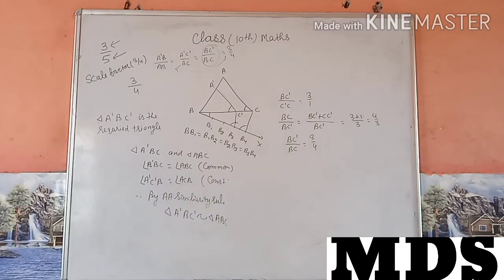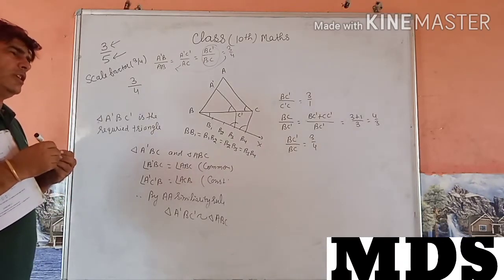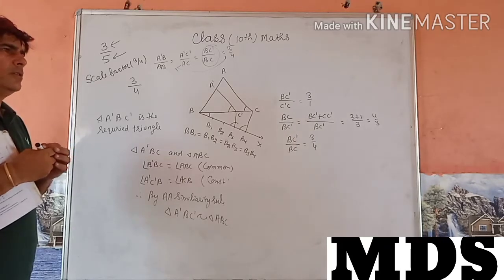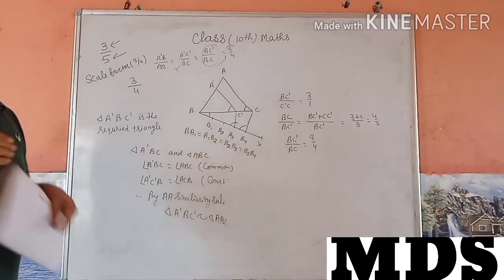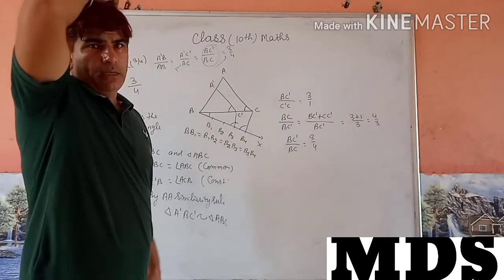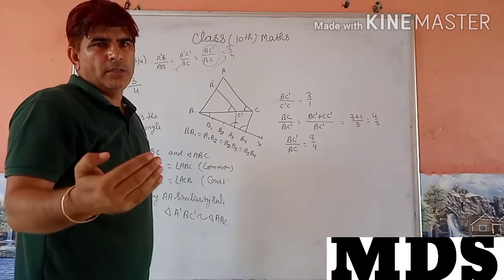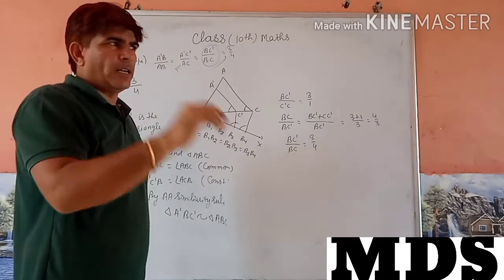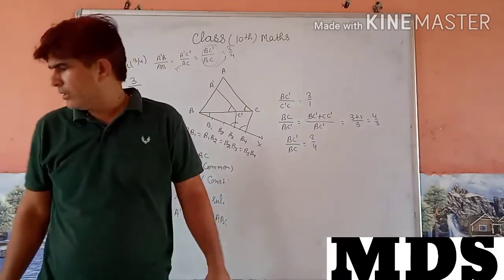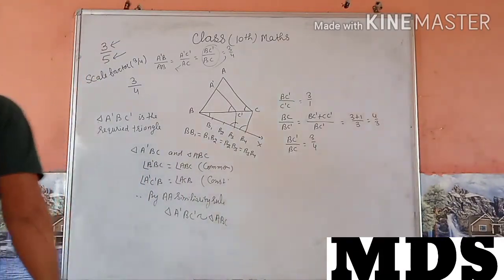In this case, you have to construct a similar triangle that is smaller than the given triangle. One more case: you have to construct a similar triangle to the given triangle, but that triangle is greater than the given triangle. I can tell you that now. Have all of you understood? Again, I can repeat this.